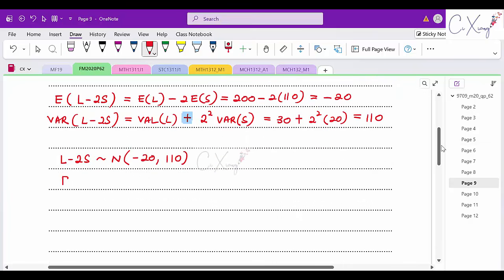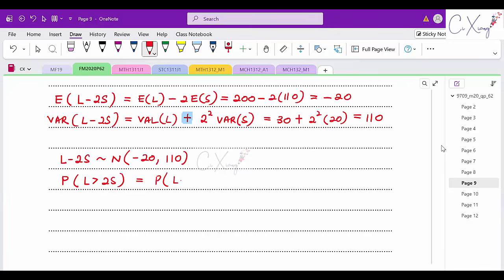Then I want to calculate the probability of L greater than 2S. Like what I showed you just now, I have to move it to become L minus 2S greater than 0. Since L minus 2S is still normally distributed, to calculate the probability I have to change it to Z. So how to change it to Z? You take the value X minus the mean, so minus negative 20, divided by the standard deviation, which is the square root of 110.